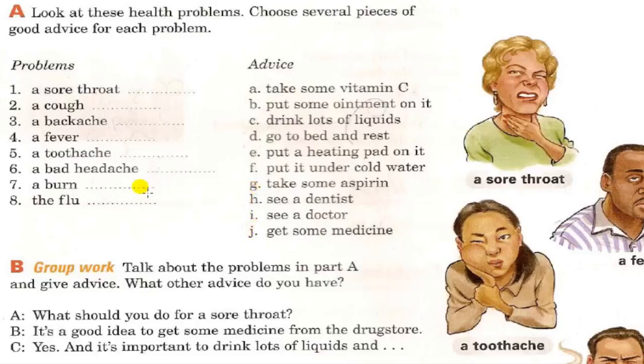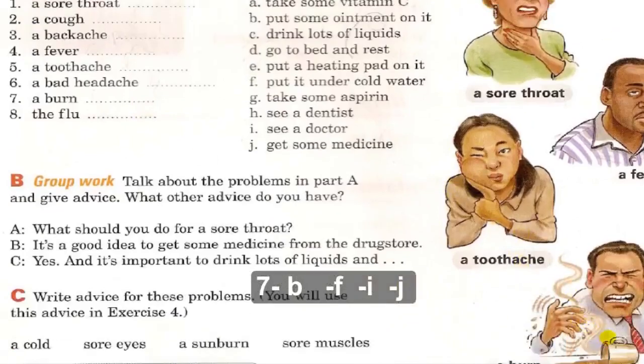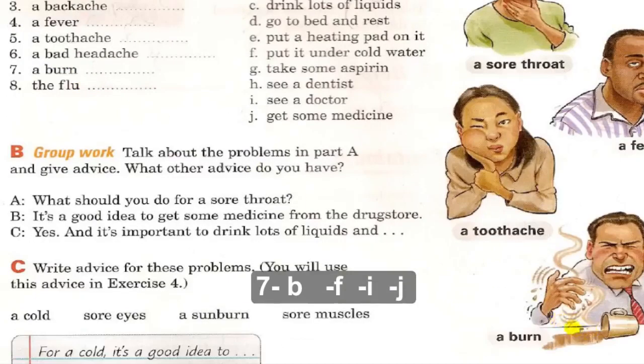A burn. This is a burn. Hot liquids, hot coffee, hot tea on your skin. For a burn, the answers are B, F, I, J. It's important to put some ointment on it.